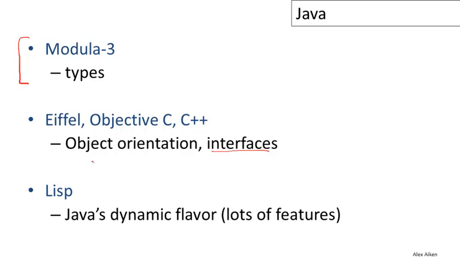The object orientation of Java is traceable to languages like Objective-C and C++, and also Eiffel, which also had the idea of interfaces, a prominent feature in Java. And finally, Java is quite a dynamic language, meaning that there are many things that are not done statically but dynamically. Features like reflection would be one example of that, and there are quite a few other features. There's some shared culture there with Lisp, which is a functional family language, but is also a very, very dynamic language.